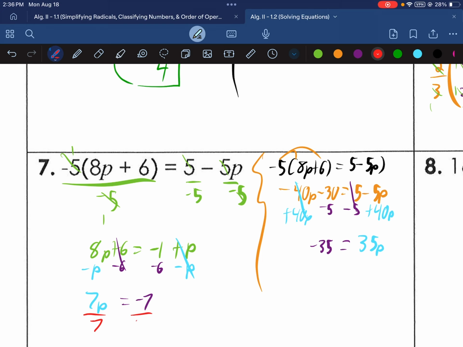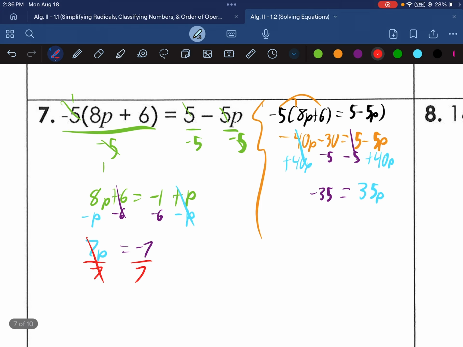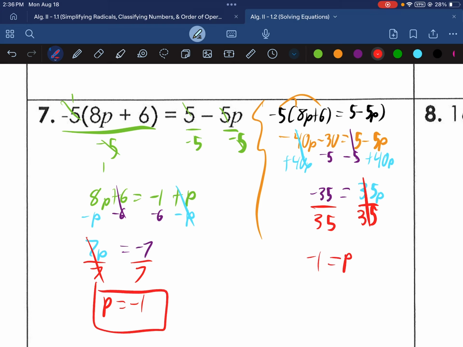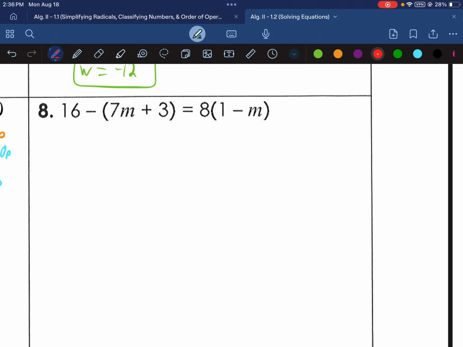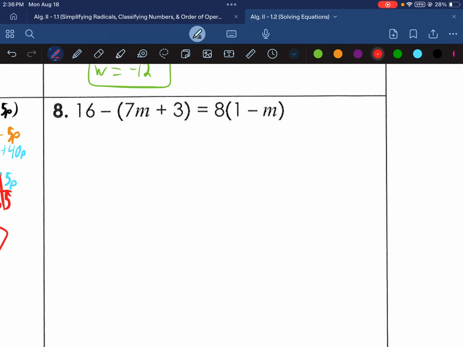At this point, both problems are quite similar, where you divide by the coefficient of p that we have. So we get p equals negative 1, or in the other one we divide by 35, and we still get p equals negative 1. So these problems both required the same amount of steps, whether we distributed first or whether we divided by negative 5 first. The one on the left kept it smaller, but it did require me to divide everything by negative 5 early, and remember to divide everything rather than just one or the other. At the end of the day, it is a preference.